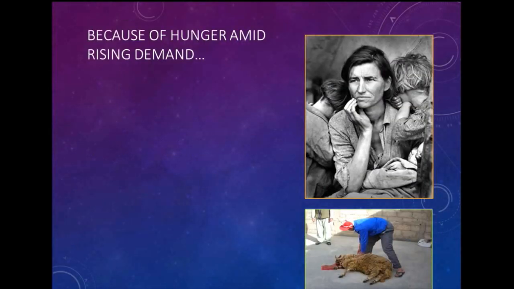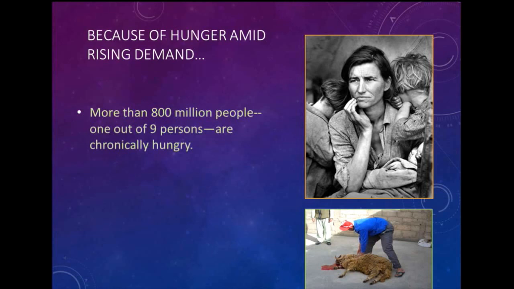Well, the first reason is because we still have hungry people. Now, it turns out, of course, that hungry people today are not caused by resource loss. It's typically a political or an economic problem that causes people to be hungry. But resource losses could become an issue in the future in terms of driving hunger. But even without resource loss, we already have 800 million people, one out of nine persons on the planet, who are chronically hungry.